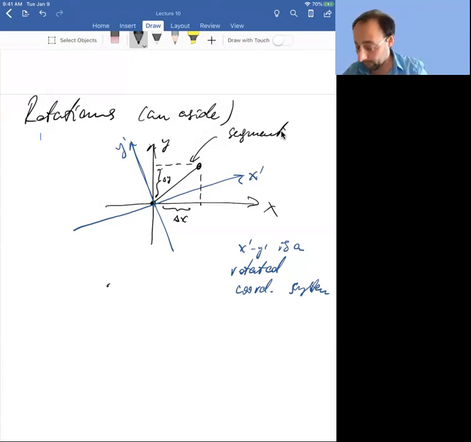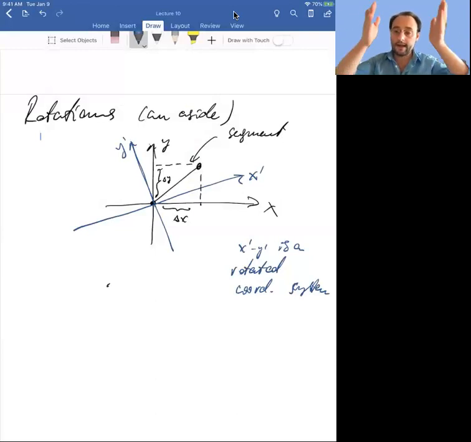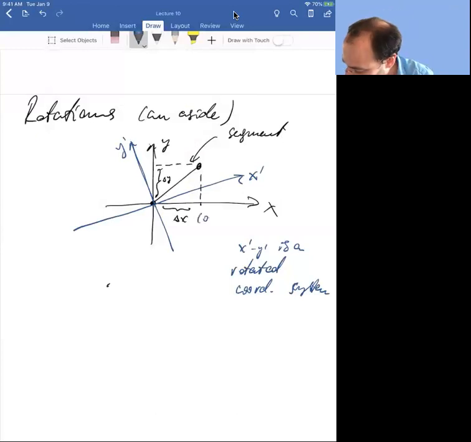Pause the video, think about it. So here's your segment. You find the x component of the segment by projecting on the x-axis and the y component of the segment by projecting on the y-axis. So this is x and this is y. That's how you find the x and y components of a segment.